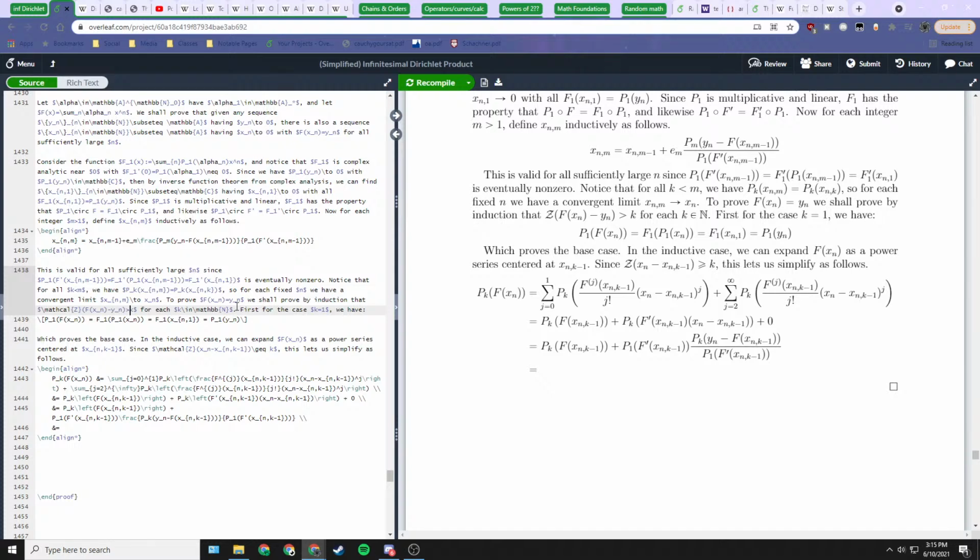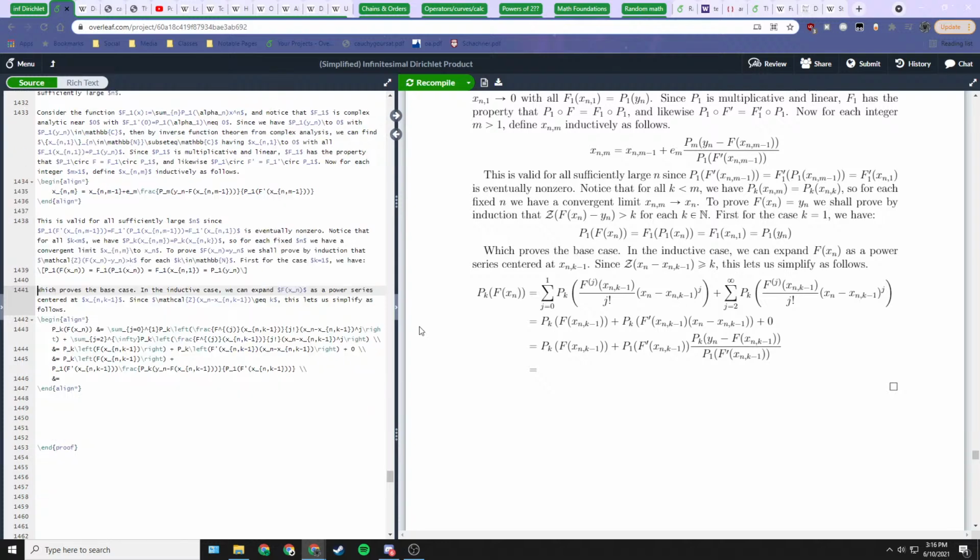To prove the inductive case, we're going to assume that it's true for some value k minus 1, and we're going to prove it for the value k. We'll say this is not greater than or equal to k. This should be strictly greater than k minus 1. Same sentence, actually, but just phrased differently.